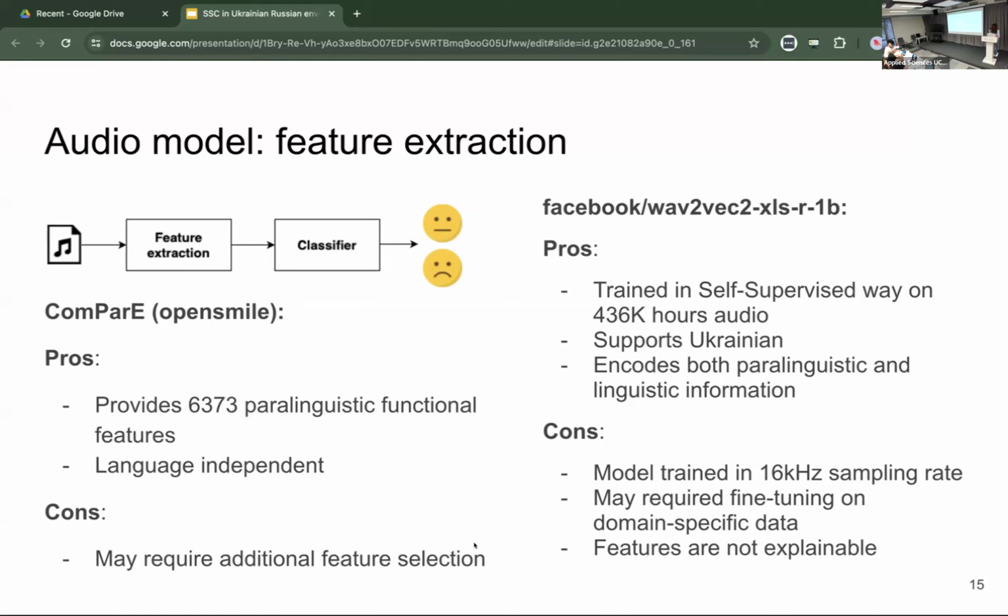And we need to upscale our data, and it may lose accuracy because our data has lower quality. Also, because of the domain shift, we may require fine-tuning to obtain sufficient accuracy. And the features which we extract, like hidden states from the Wav2Vec model, are not explainable.